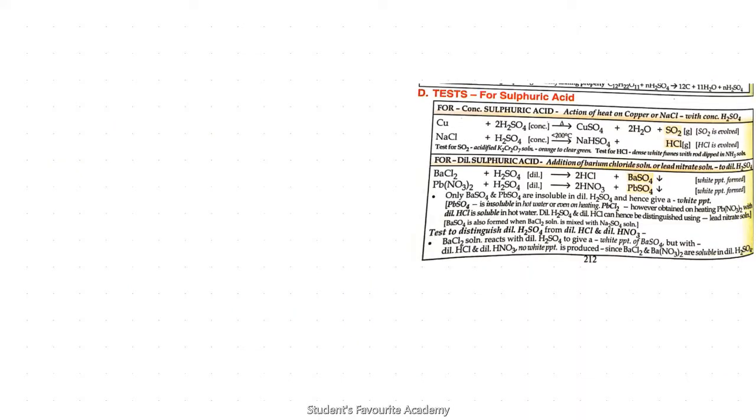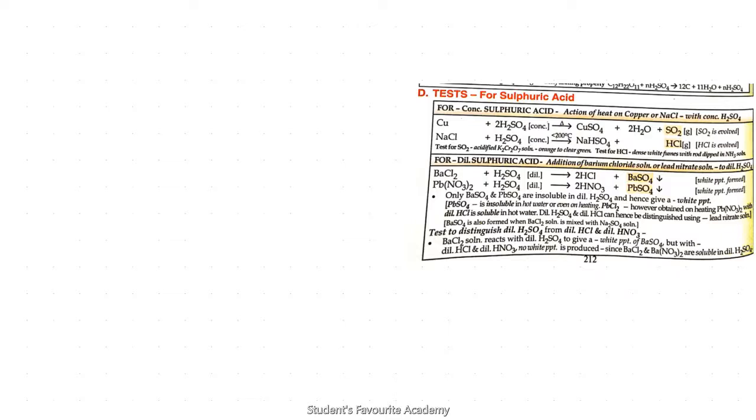Moving on to the tests for sulfuric acid, children. Here we will see how you are going to carry out the particular tests. First we will be discussing concentrated sulfuric acid, and then we will move to the dilute one.